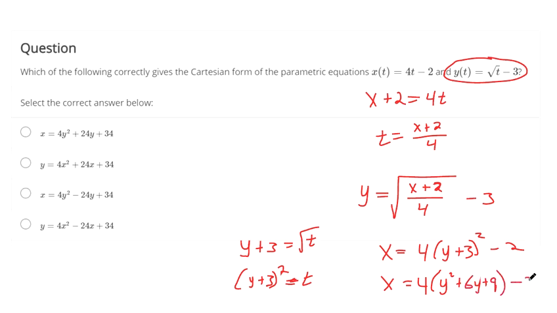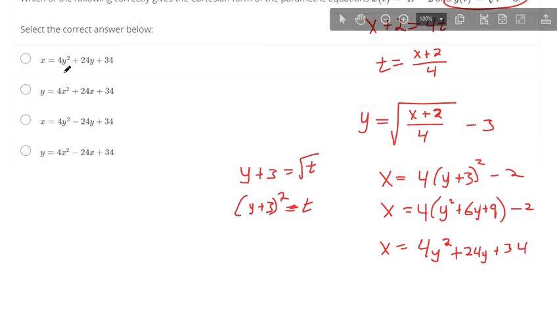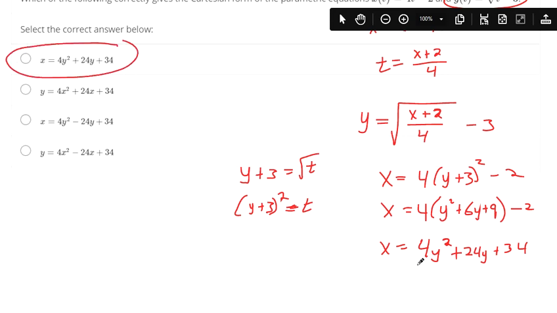And then if we distribute that 4 and subtract the 2, nine, 18, that's 36 subtracted by 2 makes 34. And we could factor out a 2, but it doesn't look like they have that in the answers. So x equals 4y squared plus 24y plus 34. This matches what we just got over here.